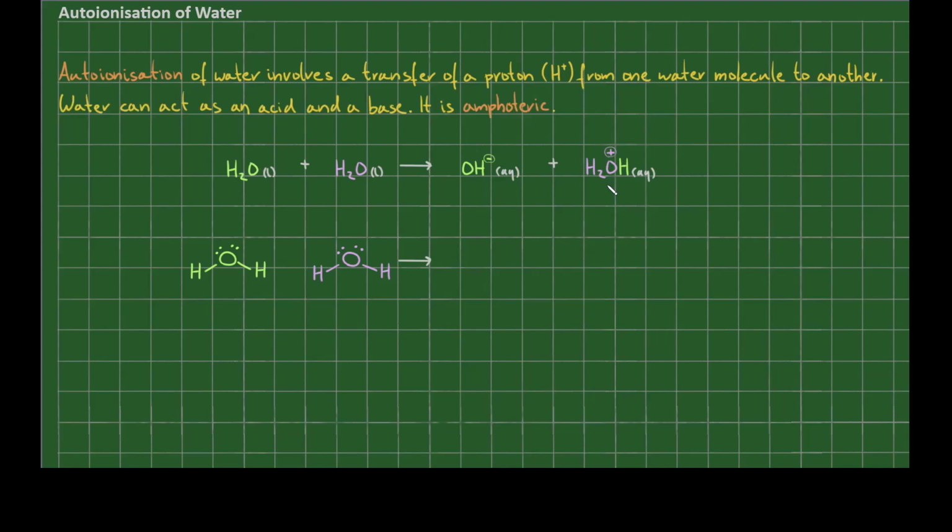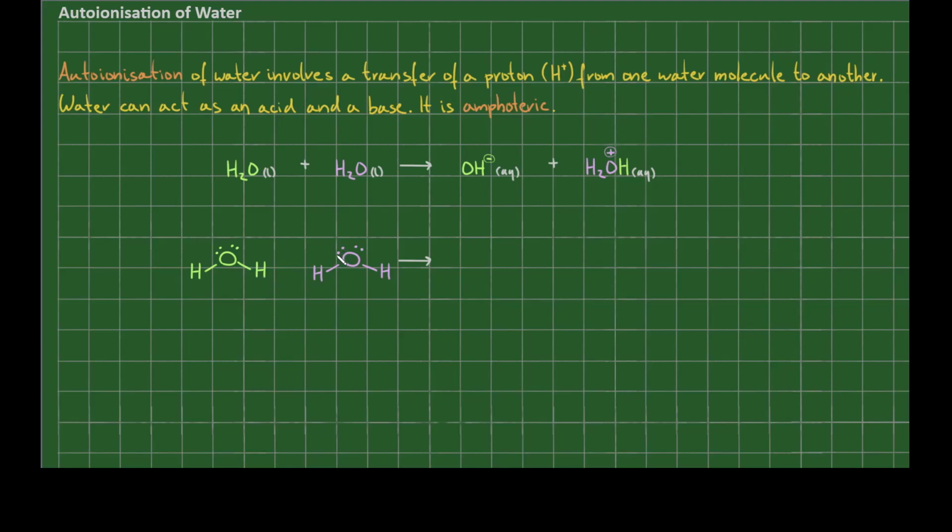And in terms of Lewis dot structures, we would have something like this. The purple water molecule would act as a base, whereas the green water molecule would act as the acid. Using the Bronsted-Lowry model, I could say that the green water molecule is going to donate one of its protons to the purple water molecule.